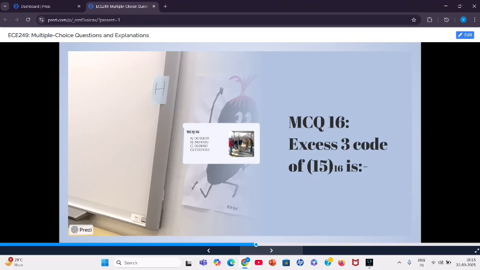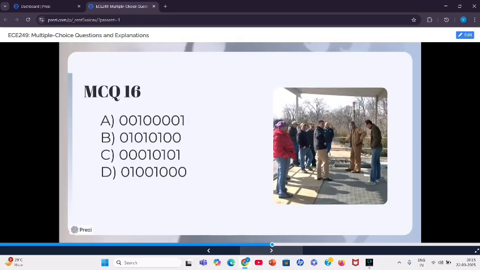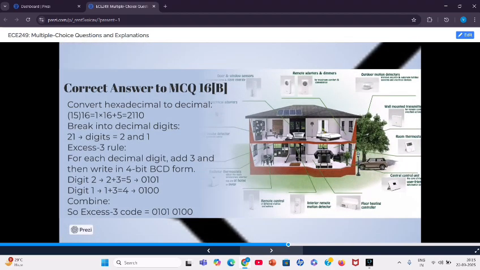Excess-3 code of 15 hexadecimal is. Options are option A, 001000001, option B, 01010100, option C, 000101001, option D, 01000100. I hope you all have paused the video and calculated your answer. Hence the required answer for this question is option B.